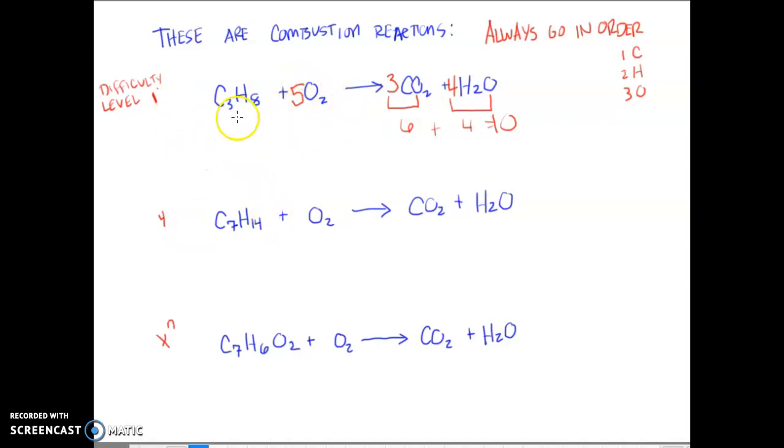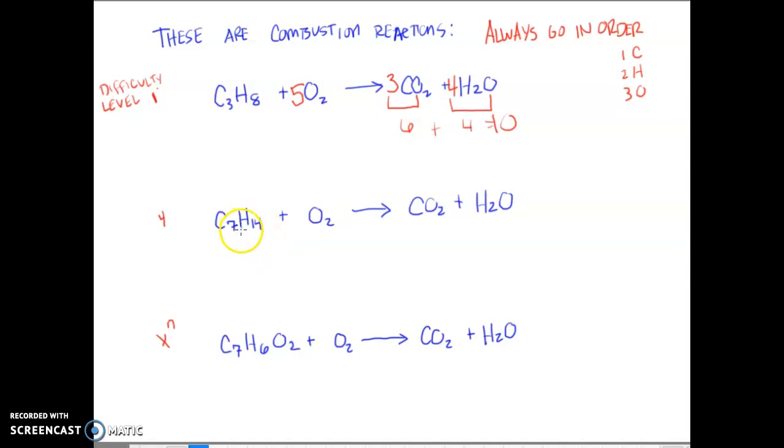Now in order of difficulty, I'd say that kind of reaction is very simple. Carbon, hydrogen, oxygen is easy at the end. That is a very easy, difficulty of 1. Second, difficulty of 4. Arbitrary numbers, I don't know why I said 4. I thought I was being funny.